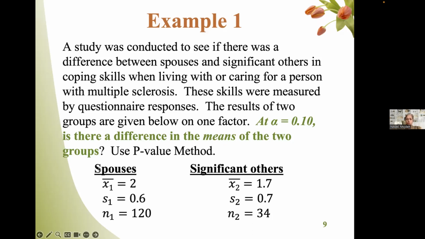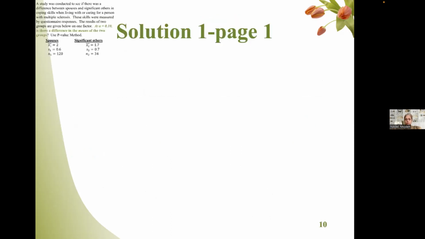I have given you two groups, spouses and significant others. I have not given you raw data for each group. I have given you statistics: mean, standard deviation, sample size. You don't see any raw data for these two groups. Here is the problem on the upper left-hand corner. So your parameter is mean.